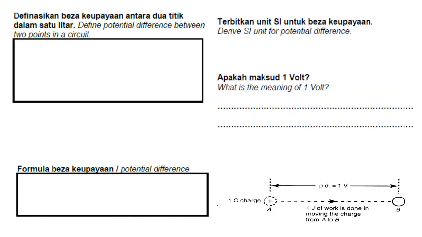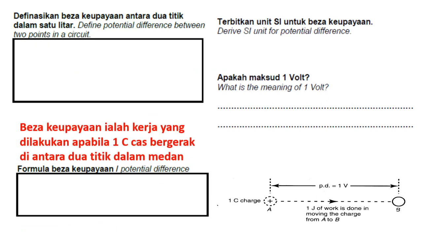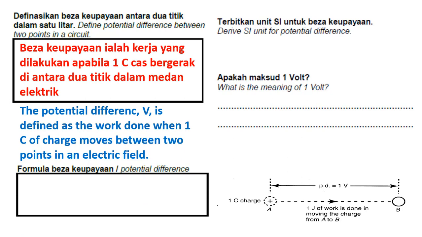So, the first definition for today. Define potential difference between 2 points in a circuit. The potential difference, the symbol is V, is defined as the work done when 1 coulomb of charge moves between 2 points in an electric field. Remember, 1 coulomb of charge consists of 6.25 times 10 to the power of 18 electrons.